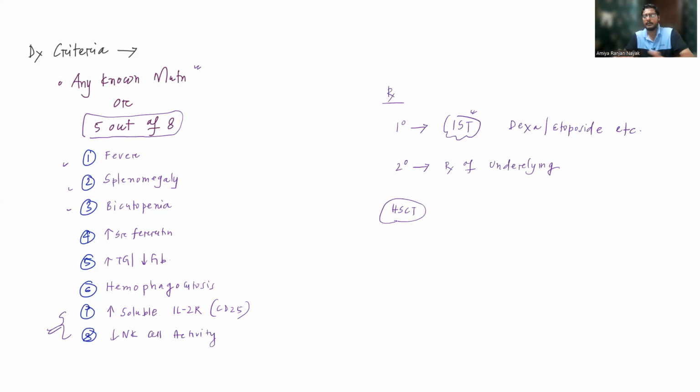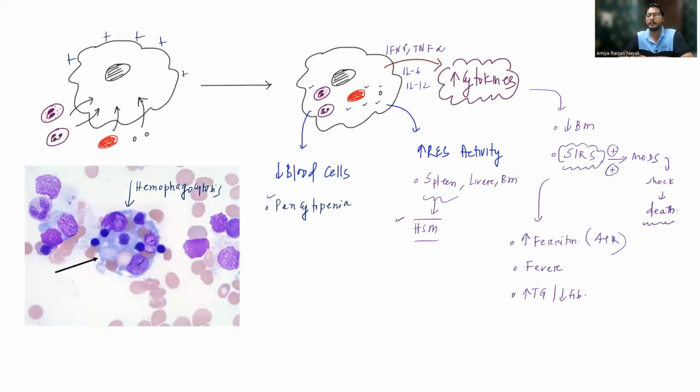But this is a life-threatening condition. As you can see, it will have a severe, profound cytokine storm. If it is not identified and treated properly, it can cause death. So that is all about hemophagocytic lymphohistiocytosis.